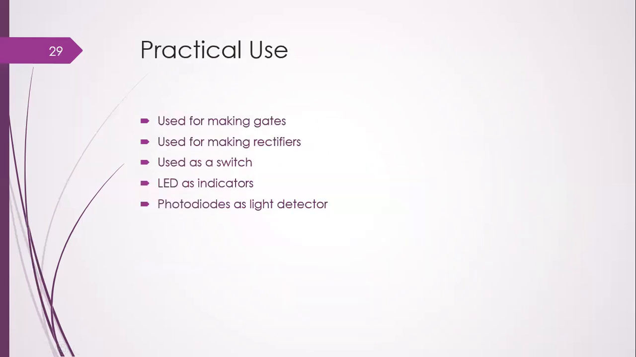So the practical use of a diode: why do we need to use diodes in different kinds of applications? They are used in making gates and making rectifiers. Rectifiers are converters which can transform your current from AC to DC. A diode can also be used as a switch. Diodes can also be used as LED indicators in many electronic cards and electronic devices, even our phone chargers, mobile chargers. So these are the applications of diodes like LEDs. Photodiodes are used as light detectors, so they work on the presence of light. So this is the practical use and application of the diode, which is the fourth category.